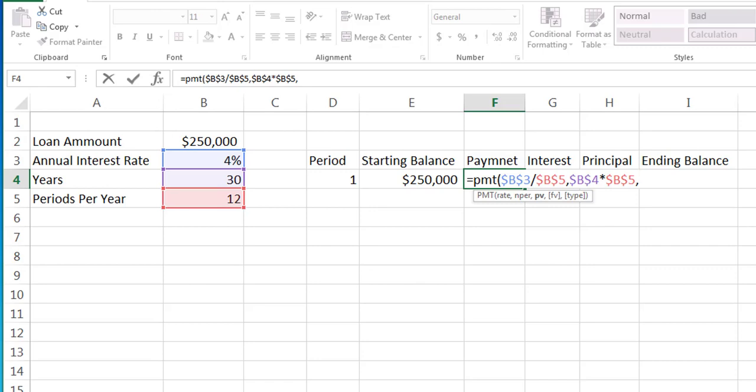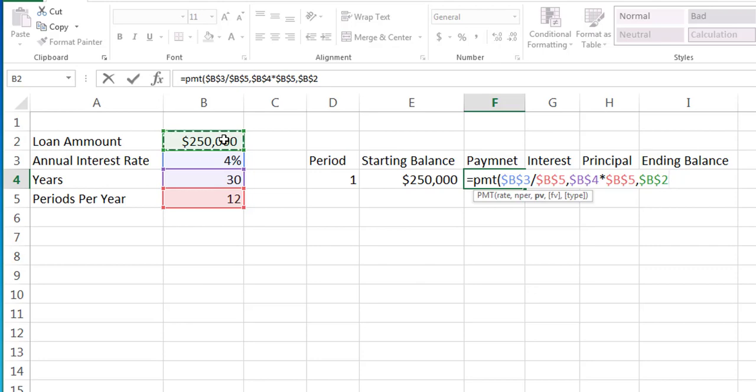Now the formula is going to be asking us for the present value. In this case, the present value is the amount of money that we are borrowing. So for that, we're going to be clicking on our loan amount of $250,000. And again, we're going to hit F4. Don't have to move the cursor. We can just hit F4, and we're all set. So, the amount of money we're dealing with is $250,000.